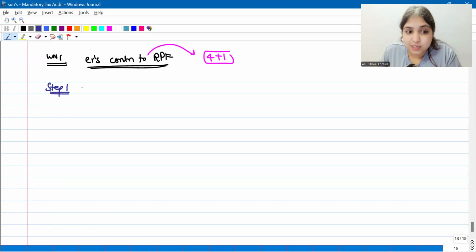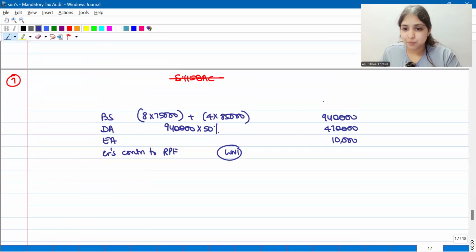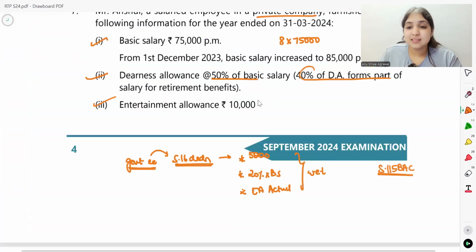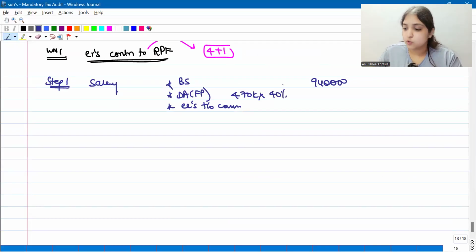Listen, your first step is going to be computing salary for the purpose of RPF. Salary will have 3 components, guys: basic salary, then DA forming part of salary for retirement benefits, and employee's turnover based commission. Basic salary is 9,40,000. DA is 4,70,000. But how much of this DA is forming part? The question says only 40% of this DA is forming part. So 4,70,000 into 40% will be 1,88,000. And there's no commission. So the total salary for the purpose of RPF will be 11,28,000.